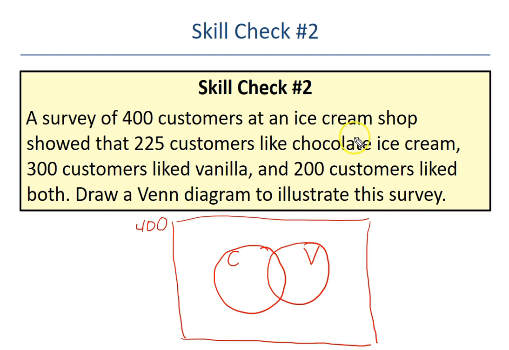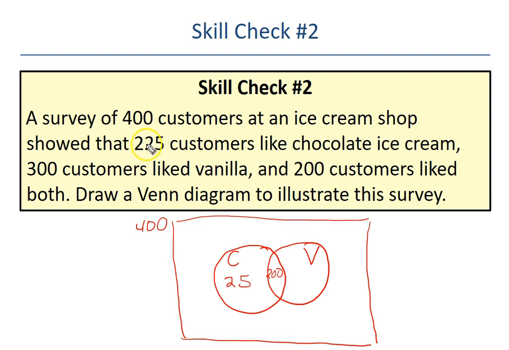Now when you see something like this, and again you can pause and work it on your own, 200 like both. So there's where the 200 goes, right there. So if 225 like chocolate ice cream, there's 200. So to get 225, we subtract 200 from 225, and for chocolate it's going to be 25. So there's the 225.